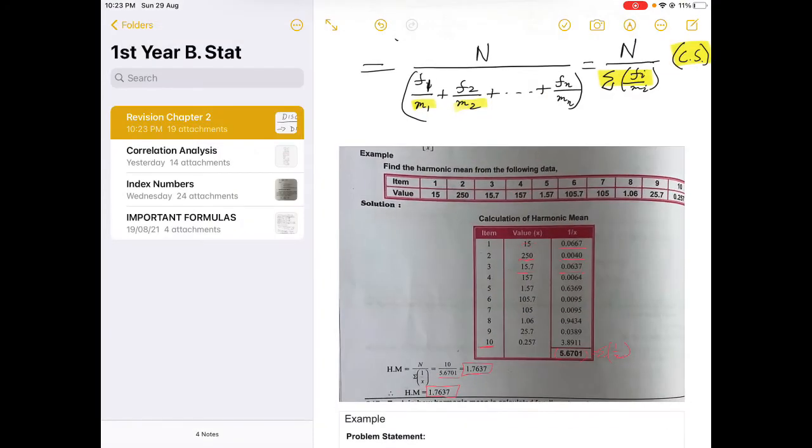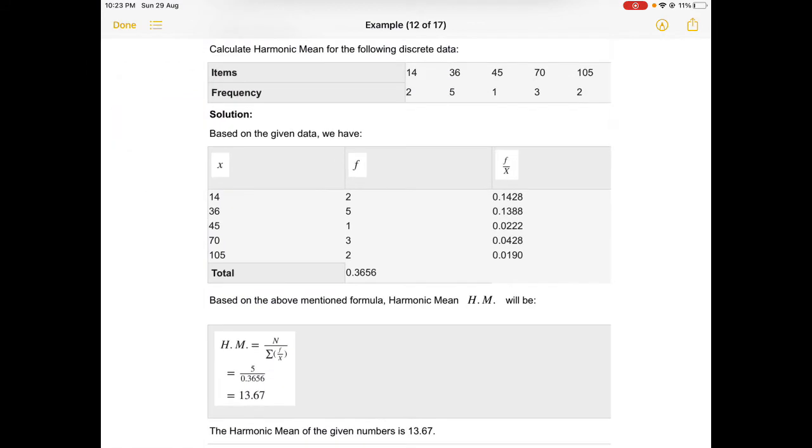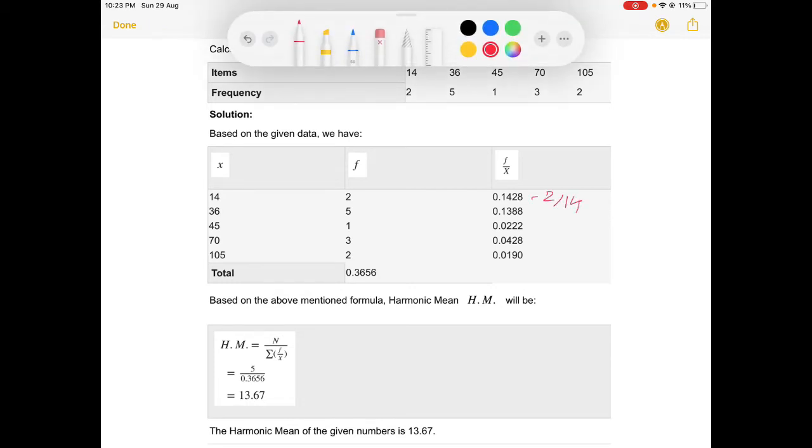Now we'll see a similar problem done but with discrete series where we have frequency involved. As you can see in the table here, we are given items and we are given their frequencies. So what do we do? We divide each frequency by the value. So we divide 2 by 14 to get 0.1428. We divide 5 by 36 to get 0.1338. We divide 1 by 45 to get 0.22222.